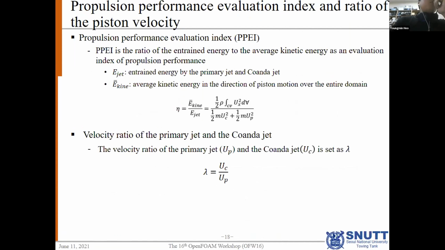Propulsion performance evaluation index, hereafter PPEI, is the ratio of the entrained energy by piston motion to the average kinetic energy in the direction of the piston motion over the entire domain, as an evaluation index of propulsion performance, eta. And the velocity ratio of the primary jet and the Coanda jet is set as lambda.